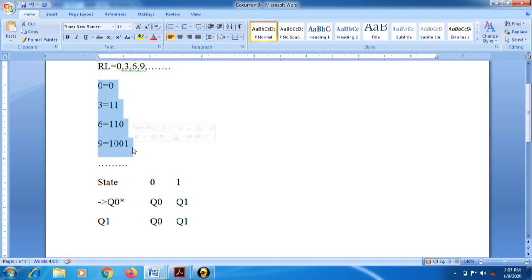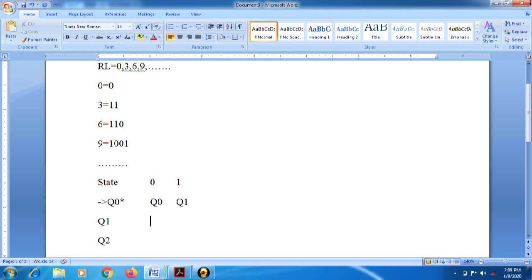Here we will require a total of 3 states because even numbers are also there, odd numbers are also there. So total number of states are 3: Q0, Q1 and Q2. Now consider 0 is acceptable, so Q0 itself acts as a final state as well as the initial state. When we consider 1, it is not accepted, so we move towards the next state, that is Q1.